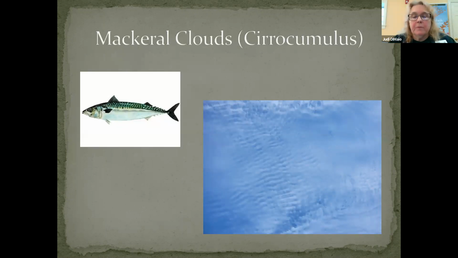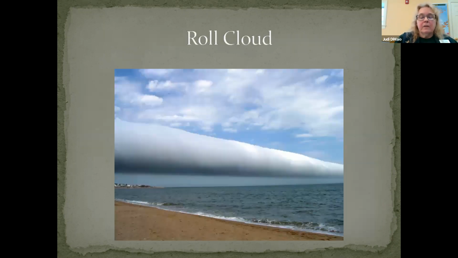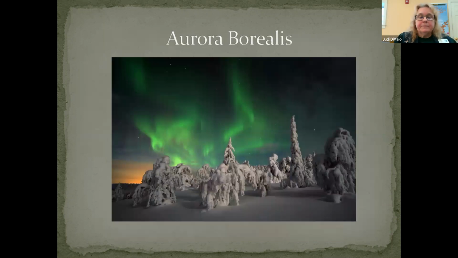Mackerel clouds, I'm sure people have heard of, because it looks like the sides of a mackerel, the striping on a mackerel. This is a roll cloud. They can go on for miles. Warm air rolls over cold air, and it kind of just rolls horizontally. Sometimes they come in front of thunderstorms, but they don't always mean bad weather.